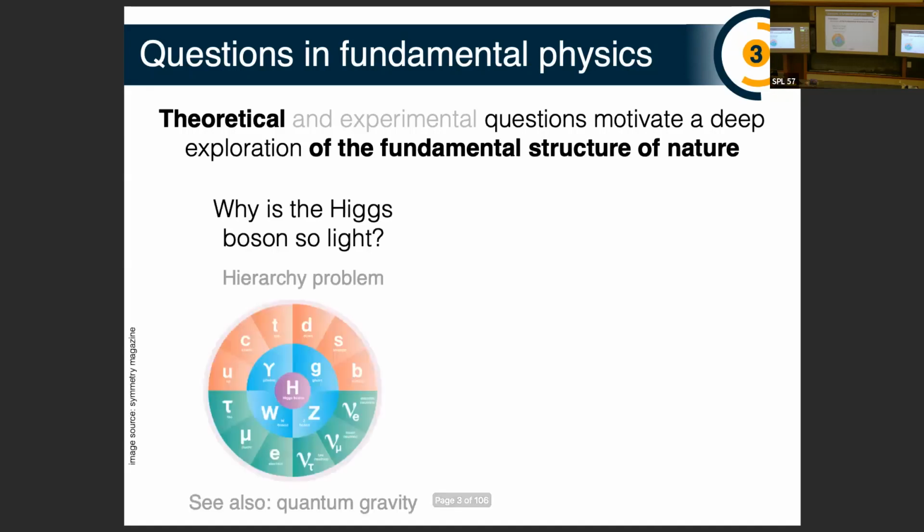For instance, the Higgs boson. Here's a picture that probably many of you have seen with the quarks and the leptons, the force-carrying particles, and the Higgs boson neatly set right in the middle. It's exactly where we thought it should be, but also we don't exactly know why it should be there.